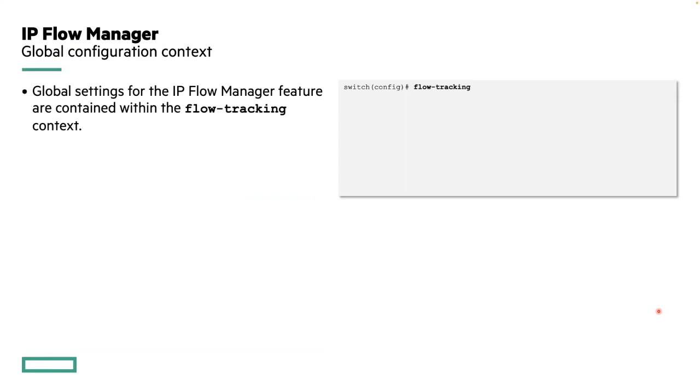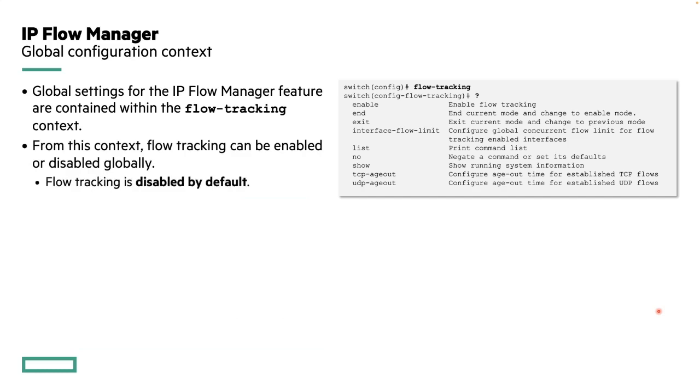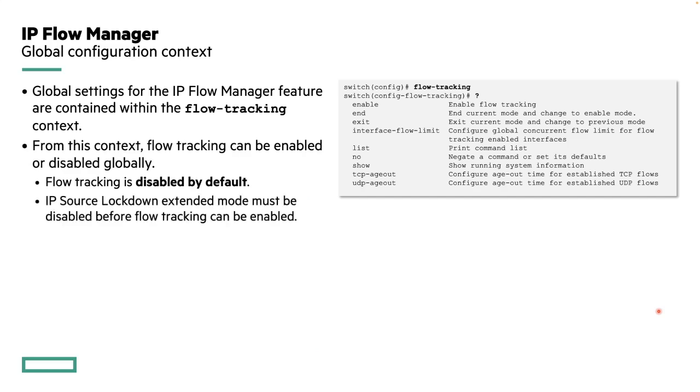So to configure global parameters for the IP Flow Manager, there is a new flow tracking context at the top level of the config context. So you can see the different commands and parameters that are available in this context. So you can enable or disable flow tracking globally. It is disabled by default, so it has to specifically be enabled, and I'll go over how to do that here in a bit.